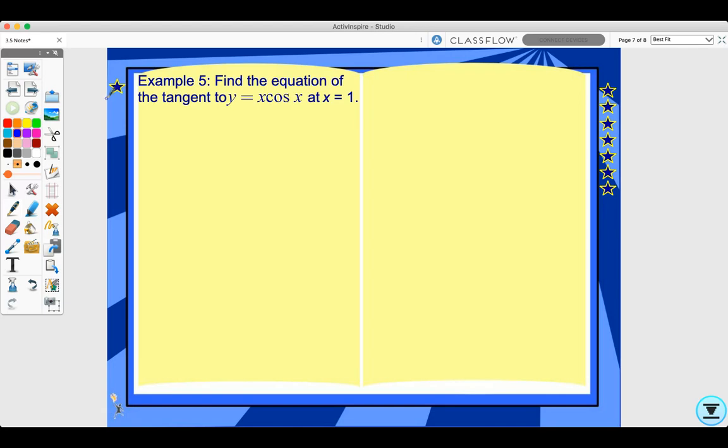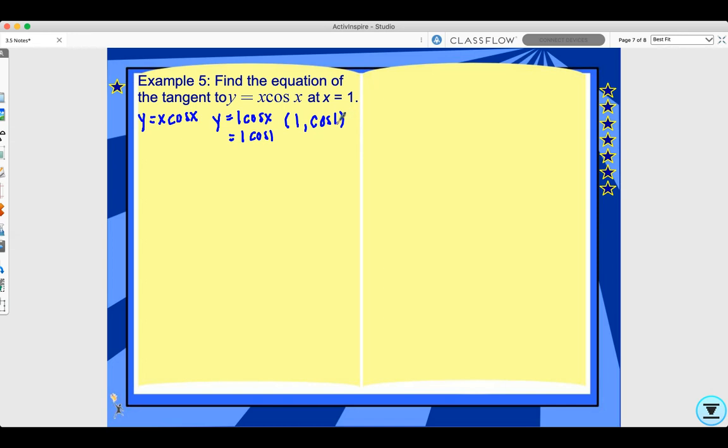Let's look at example 5. Find the equation of the tangent to y equals x cosine x at x equals 1. So we have y equals x cosine x. We need to find the y coordinate at x equals 1. So let's start with there. Since we're going to have to find the equation, we need a point. So y would be 1 cosine 1, or just cosine 1. So I have an ordered pair of x equals 1 and y equals cosine 1.